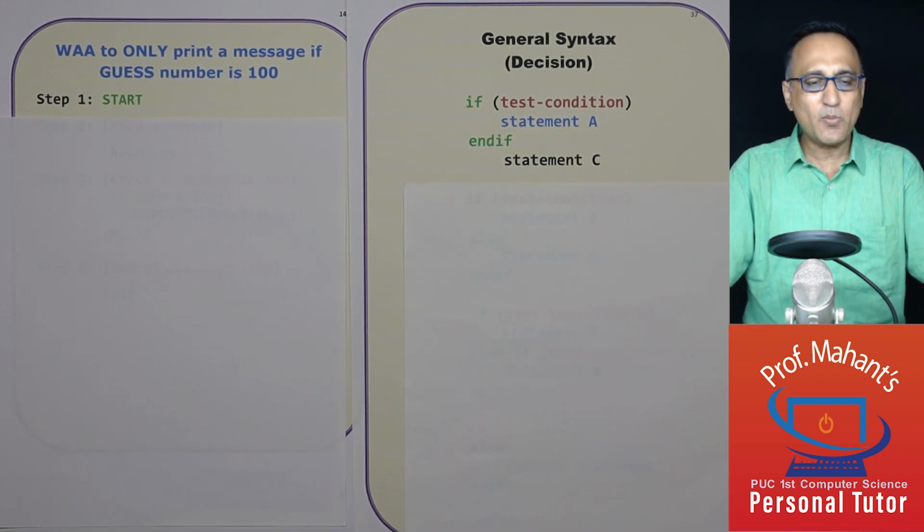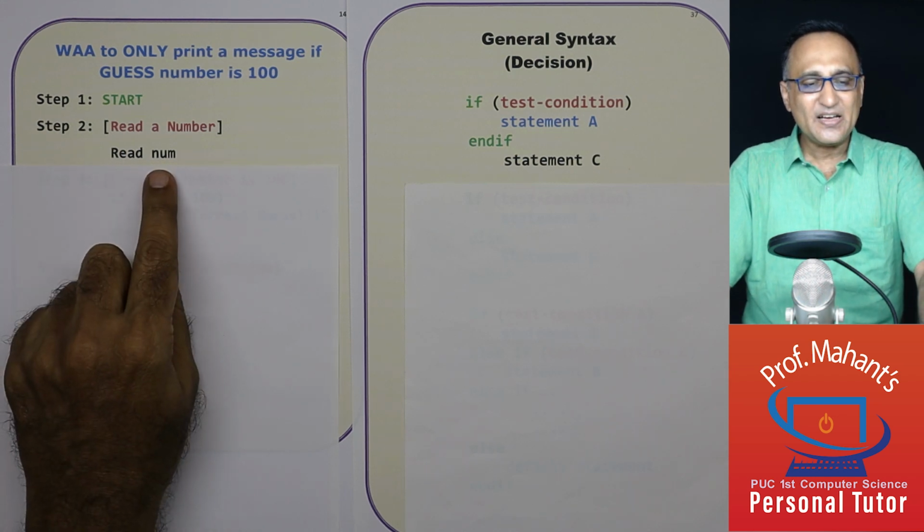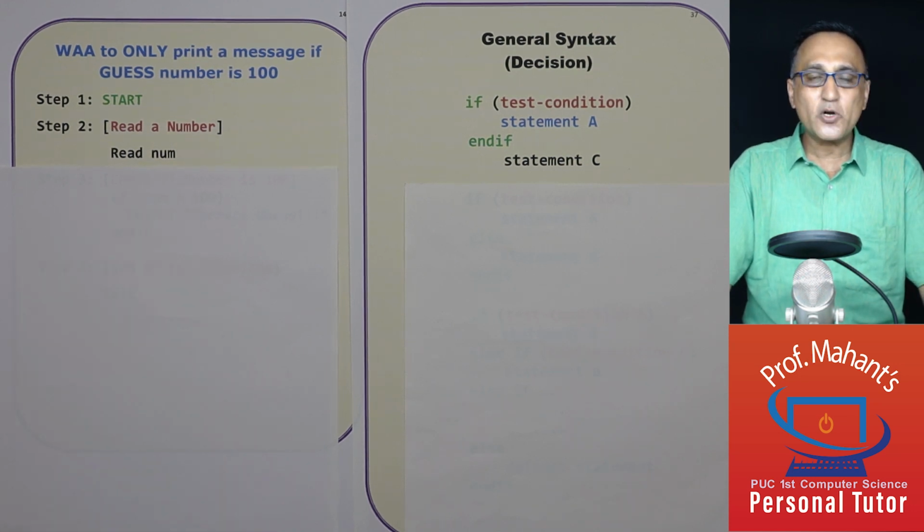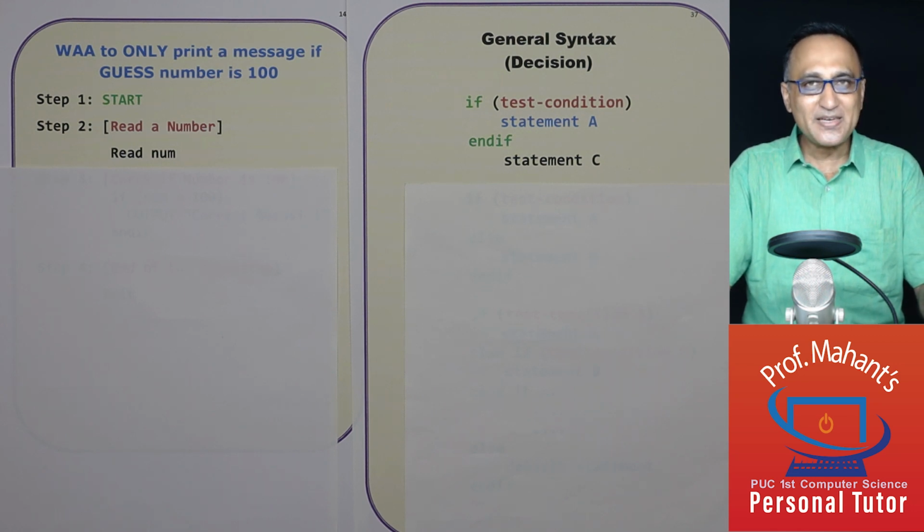So let's see how we go about trying to guess if a number is 100. First thing I say start. In order to find if a number is equal to 100, I need to first read a number. Let me say I read a value into a memory location whose name happens to be num. Then what do I do next? In the next step, I need to check if num is equal to 100. If num is equal to 100, I am going to say you have guessed the lucky number.